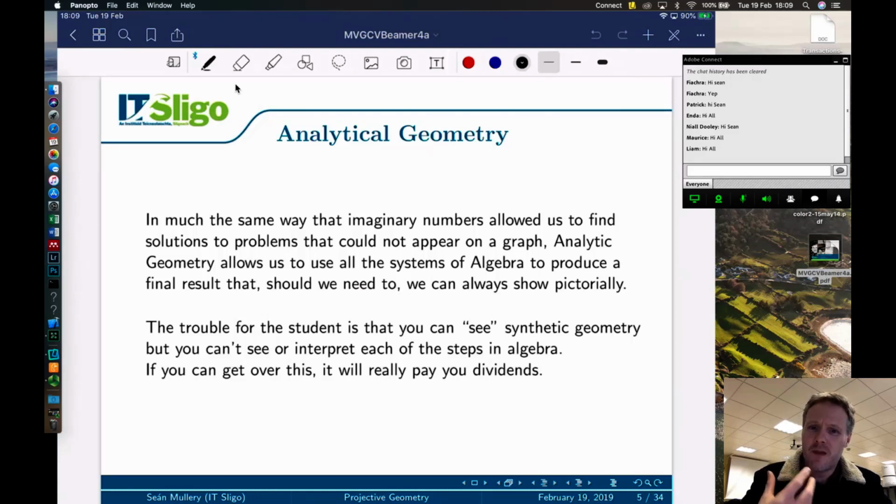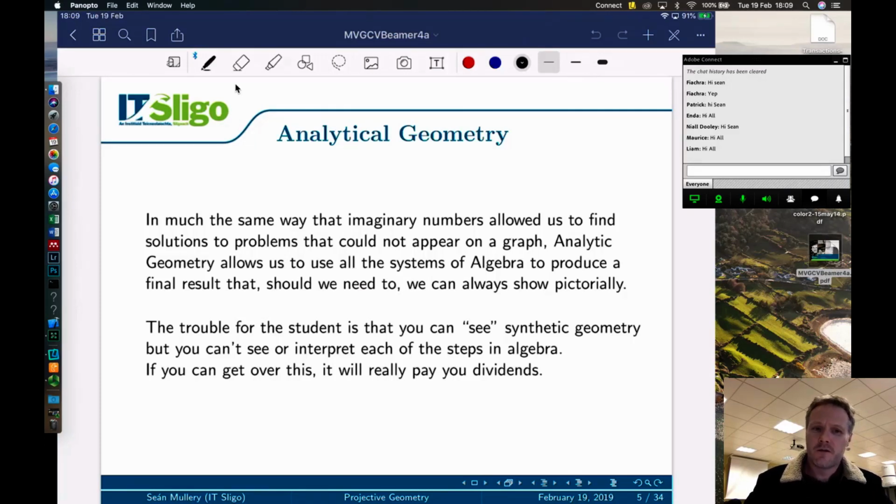So it makes sense that when we see something pictorially, that works really well for us. Okay, but we can't see or interpret each of the steps in algebra, and therefore it's a matter of knowing the rules that are involved in it and making sure that we keep to those rules. If we have kept to those rules, we can be sure that what we're getting is correct and that the manipulations we're making are correct.